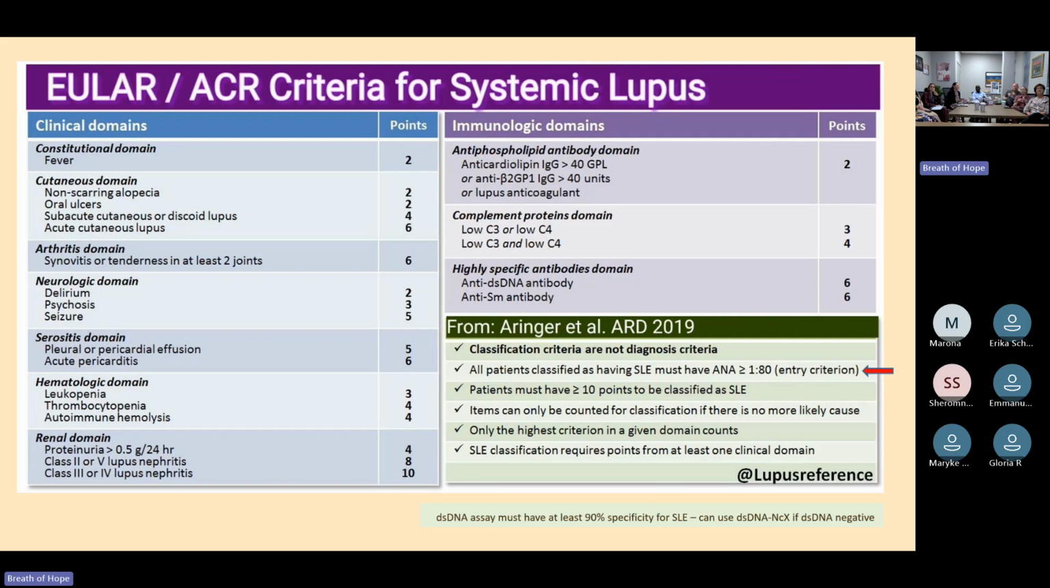So let's say you have a patient, you have an AC1 pattern, the titer is high, it's 640, but now your double-stranded is negative. Okay, then you can do your nucleosomal, and then you can use that nucleosomal in the scoring criteria as well.